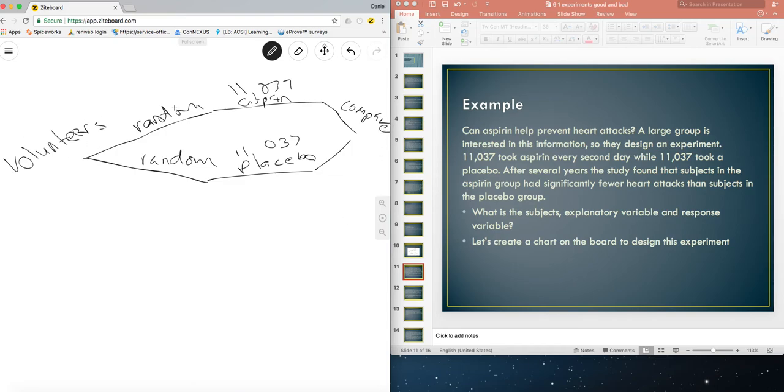So volunteers, random, and compare should be in pretty much every single diagram. And then this is the number that's going to change, and the number of lines may change because maybe I have somebody who has a strong aspirin, a weak aspirin, and a placebo. Then it might have 3 branches.